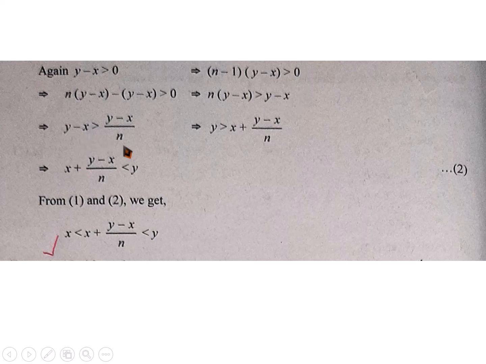Y minus x is greater than (y minus x) over n. Take x on the right side: y is greater than x plus (y minus x) over n, and this can be written like this: x plus (y minus x) over n is less than y. So combining 1 and 2, we get x less than x plus (y minus x) over n less than y.